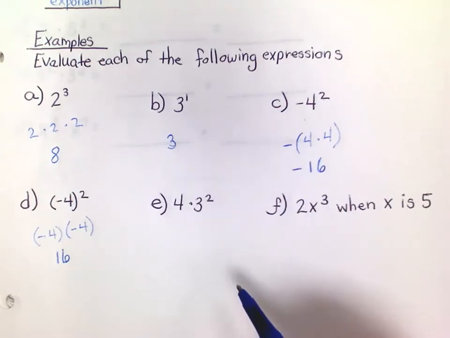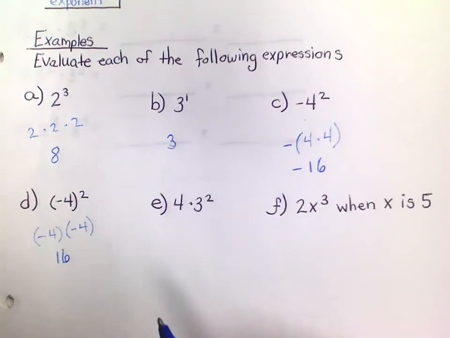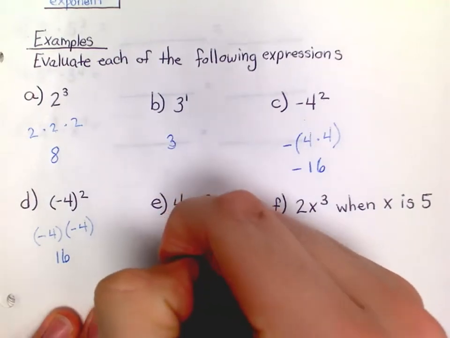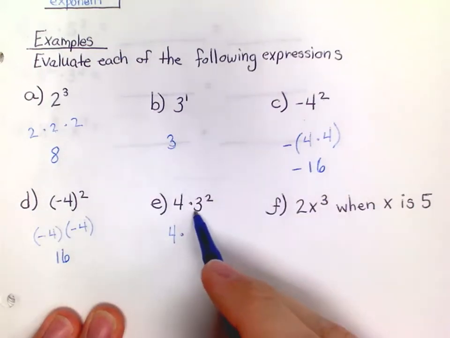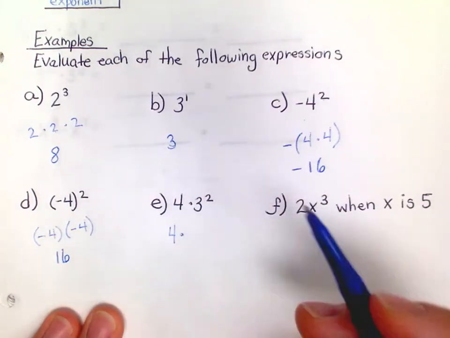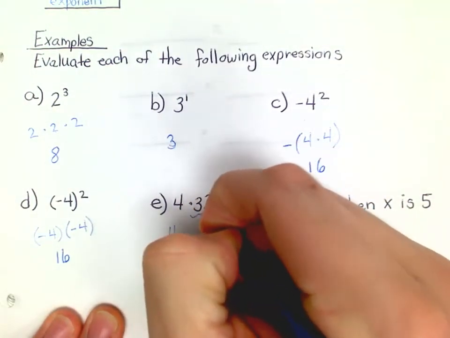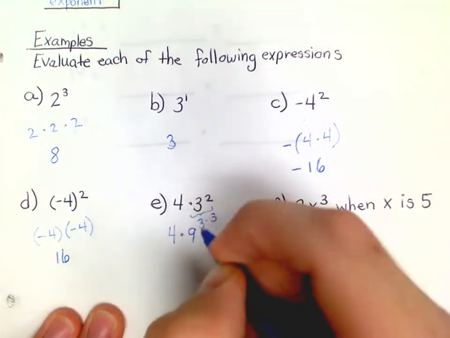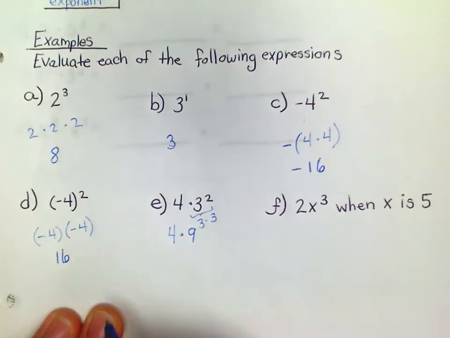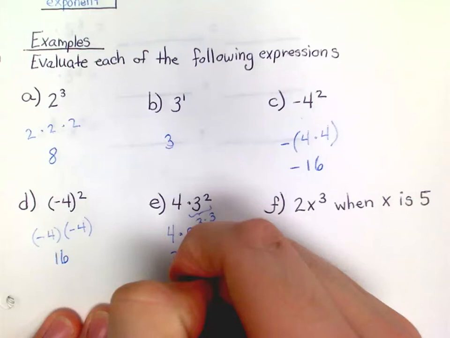Okay, now let's move into something where we have an exponent times just a regular real number. So what I'd like to do is bring the 4 on down and then evaluate what that exponent is. What's 3 times 3? Well, 3 times 3 is just 9. So you can just rewrite 3 squared as a 9. So 4 times 9 is equal to 36.